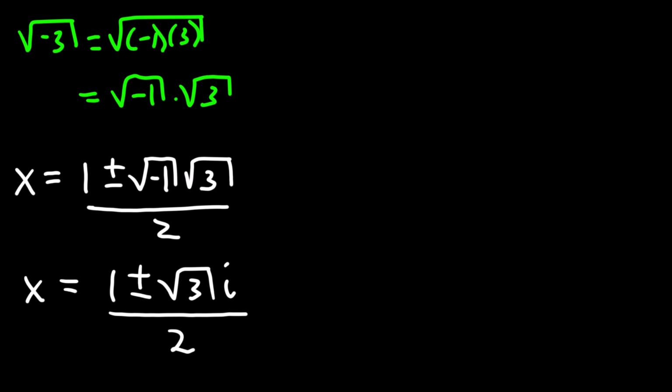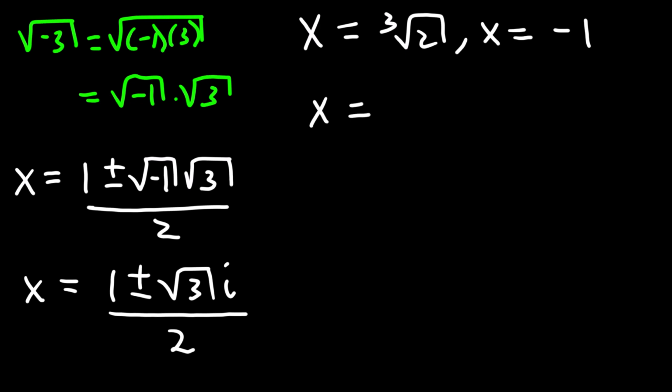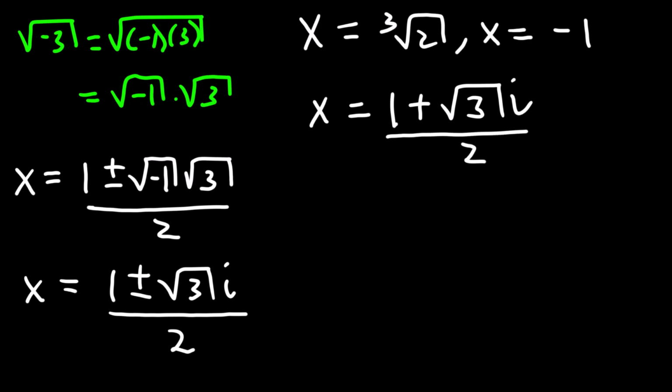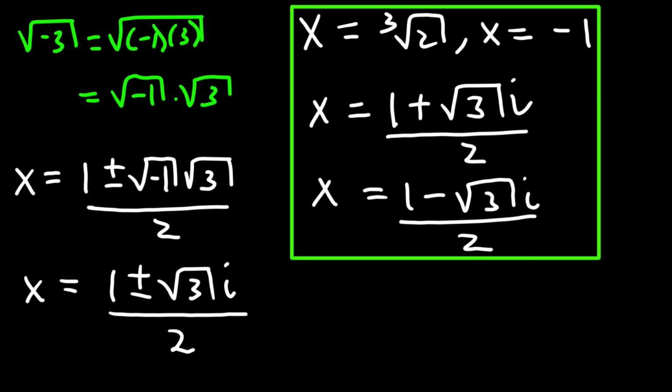Therefore, our four values of x will be x equals the cube root of 2, x equals -1, x equals 1 plus the square root of 3 times i divided by 2, and also x equals 1 minus the square root of 3 times i divided by 2. Therefore, that's how you can solve such an equation.